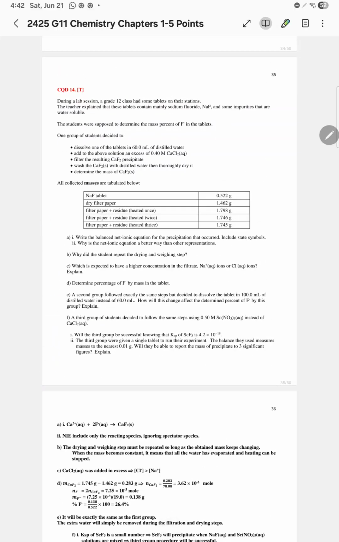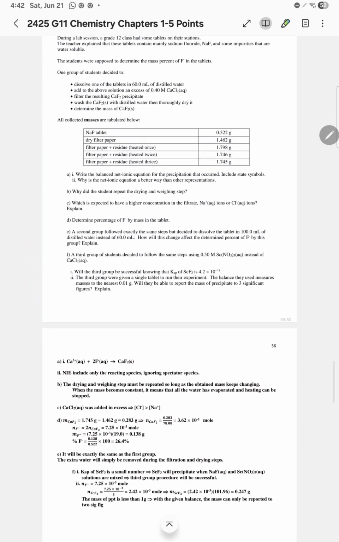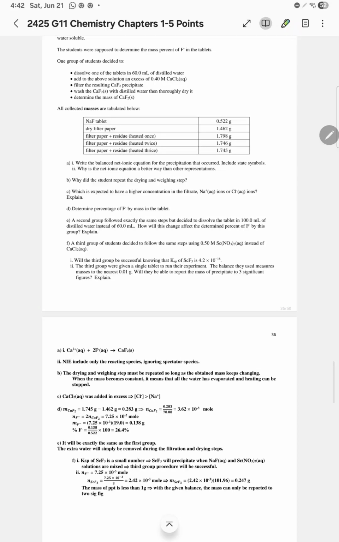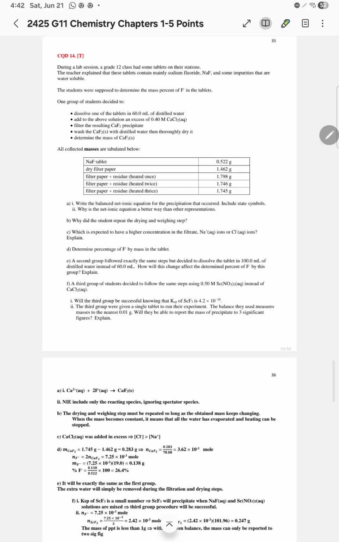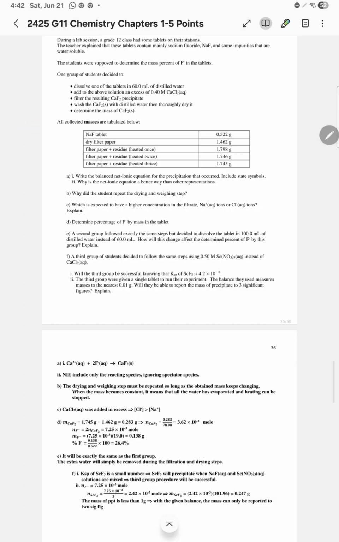Anyways, during a lab session, a grade 12 student had some tablets on their station. The teacher explained that the tablets contain sodium fluoride, NaF, and some impurities that are water soluble. The students were supposed to determine the mass percent of F- in the tablets. So one group of students decided to dissolve it in water, then add the NaF solution into an excess of CaCl2. Then they filter the CaF2 precipitate because it forms a precipitate. Then they wash it, then determine the mass, and these are all the masses they have collected.